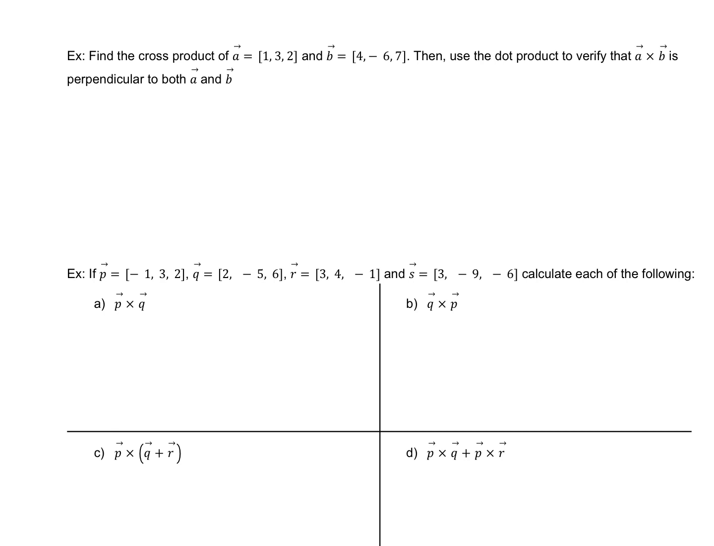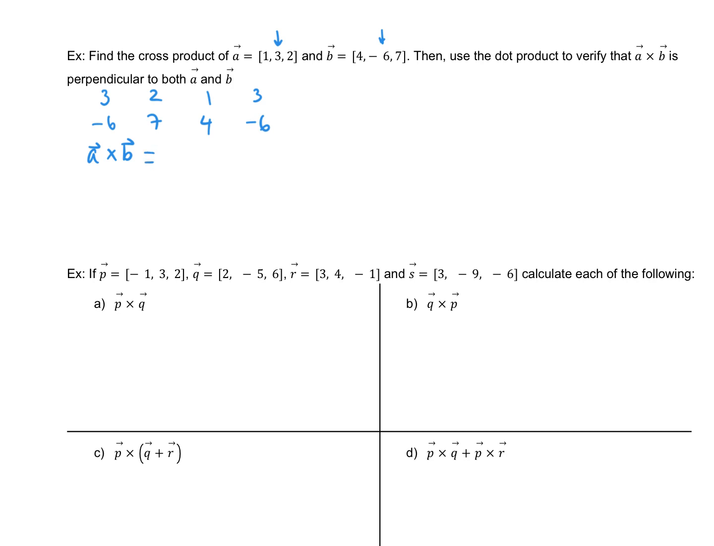All right, so let's try our first algebraic vector cross product. We're given two vectors, A and B, and we want to find A cross B, and then we'll use the dot product to check our work. If I am doing A cross B, I'm going to set up vector A in a row, starting with the second term. So 3, 2, 1, back to 3. Then -6, 7, 4, back to -6.